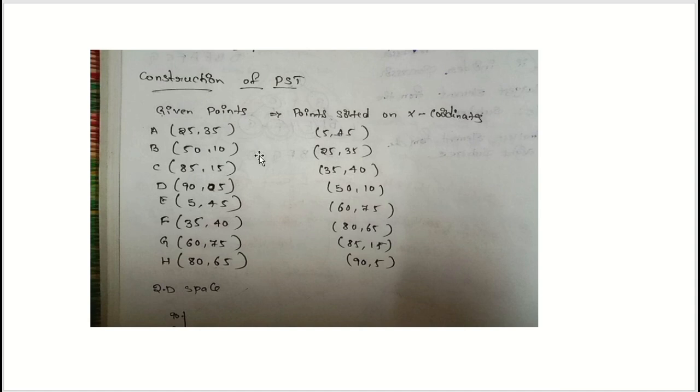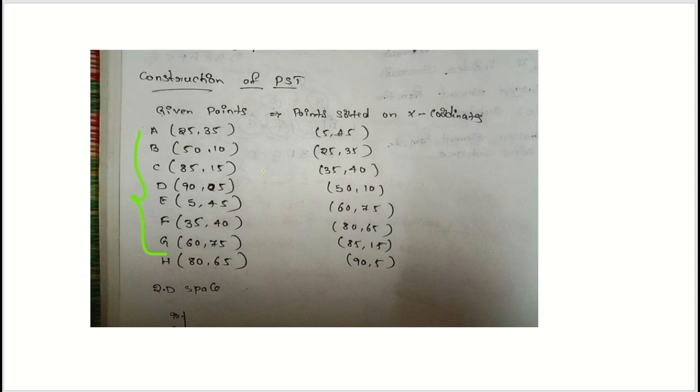Just check it with an example. See here, I am going to construct the priority search tree. For this construction, I have already taken some points. These points are 25, 35. Then 50, 10. Like this, I have taken nearly 8 points. I am representing each of them by A, B, C, D for easy identification. So these are the points that I have taken here, from A to H.